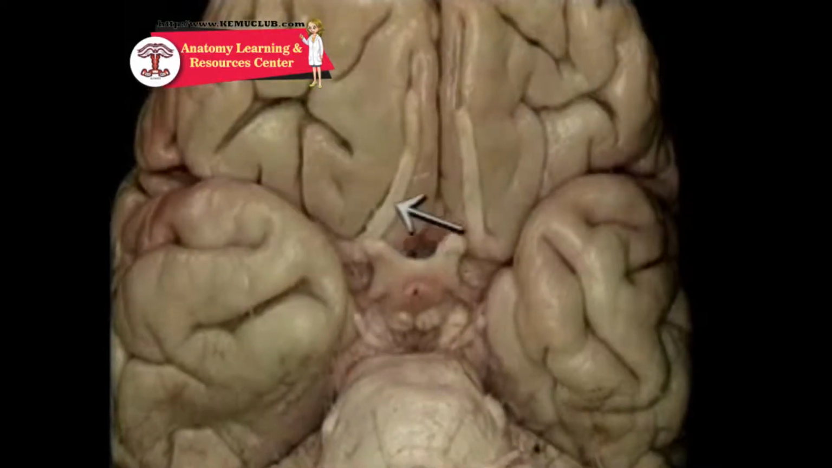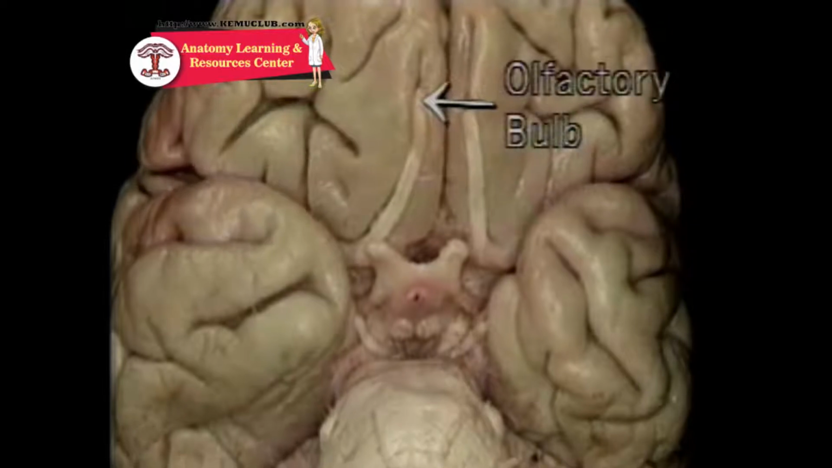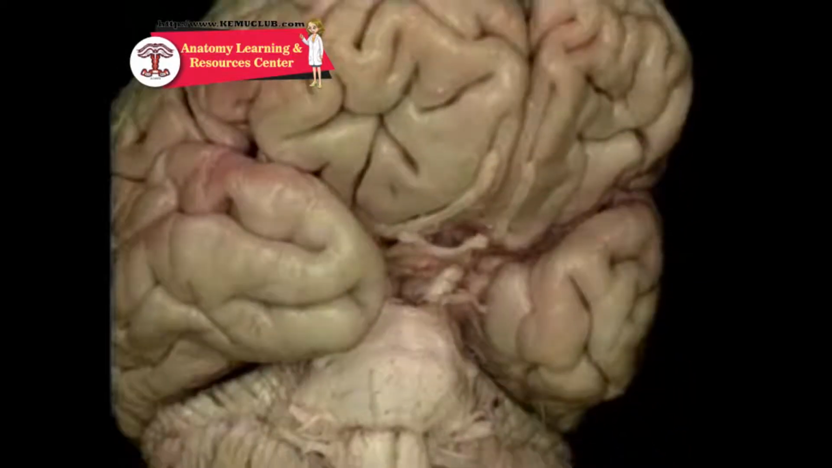Here on the underside of the frontal lobe is the olfactory tract. It ends in the olfactory bulb, from which the fibers of the first cranial nerve, the olfactory nerve, emerge.